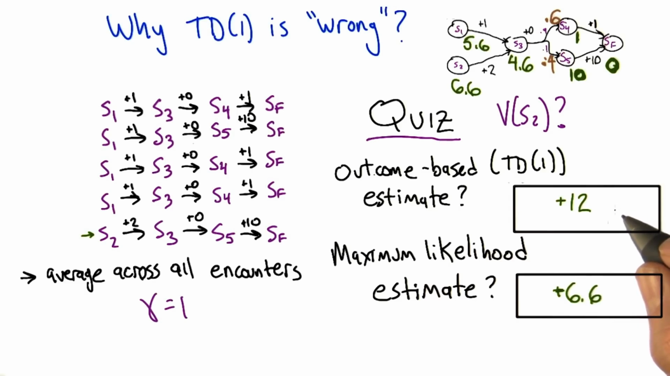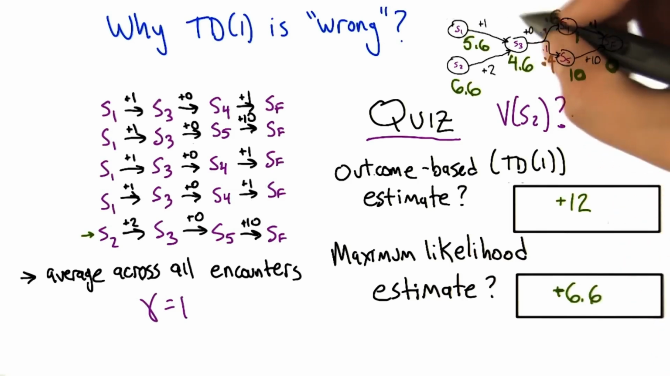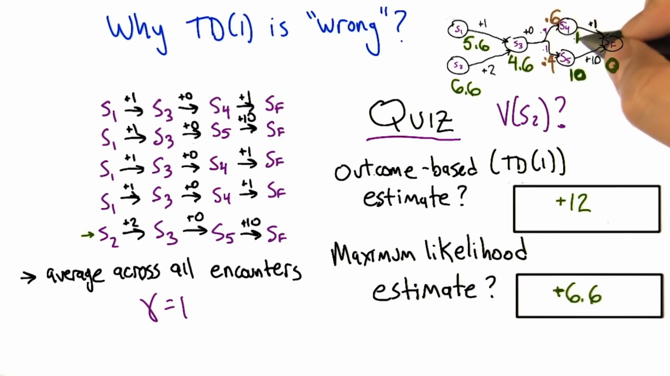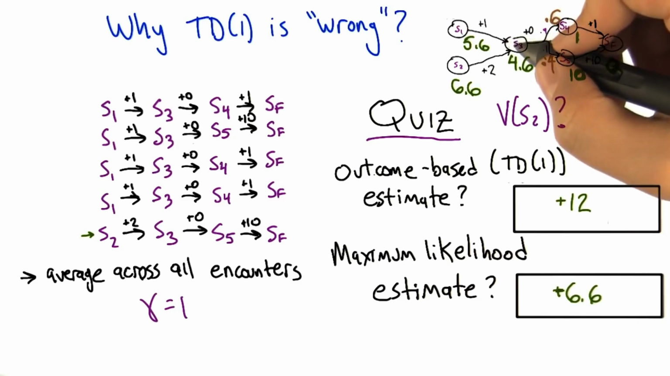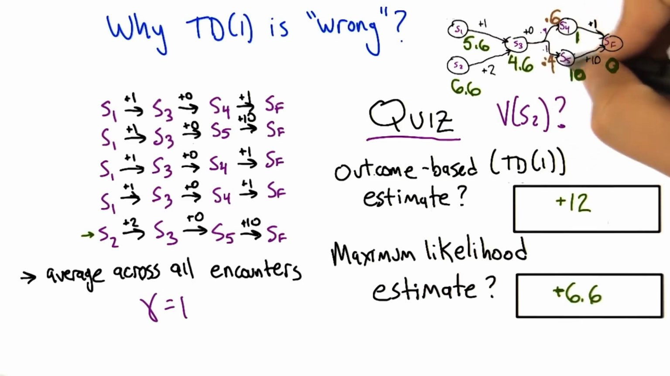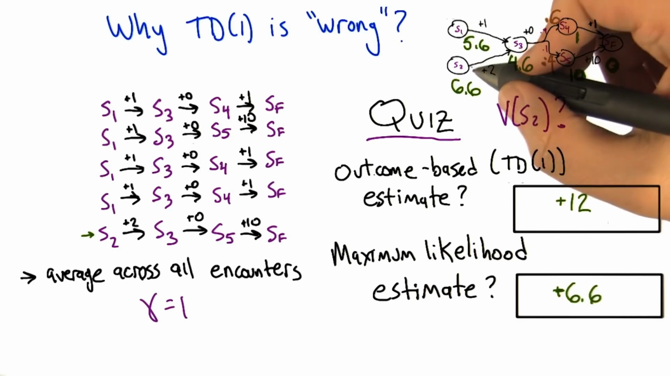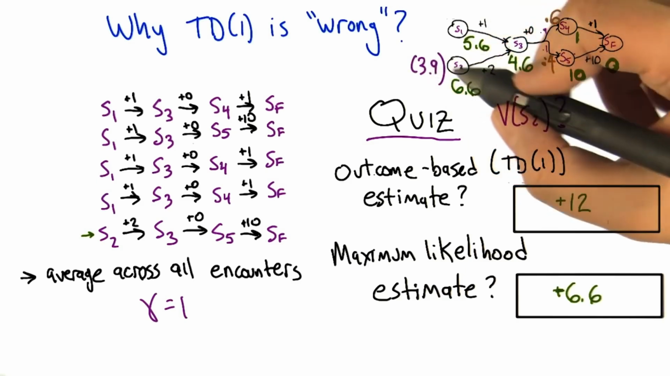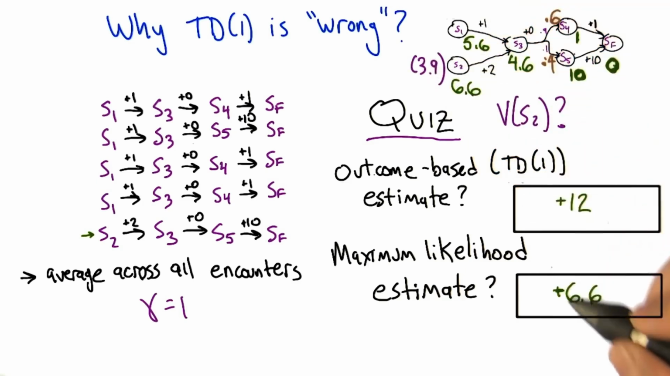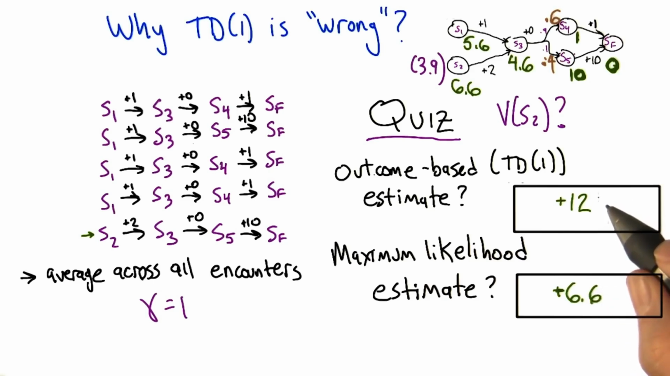So let's see. If I recall, when we went over this MDP before, using the actual transition probabilities, 0.9 and 0.1, we figured out that the value of S3 was 1.9. Yeah, and we can check that. That would be 0.9 times 1 plus 0.1 times 10. So that'd be 1.9, which means the value of S2 would be 3.9. All right, so the actual value is 3.9. The maximum likelihood estimate is 6.6, which is more, but the outcome-based estimate is 12, which is a lot more.